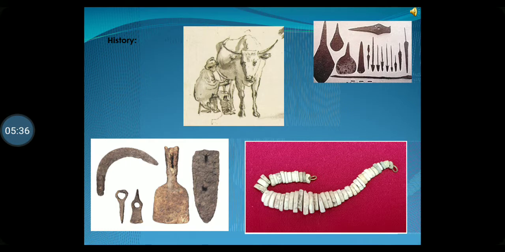So on the picture you can have a look. There is some of the tools that they made, as well as jewelry and cattle that they traded for various objects that they wanted from one another.